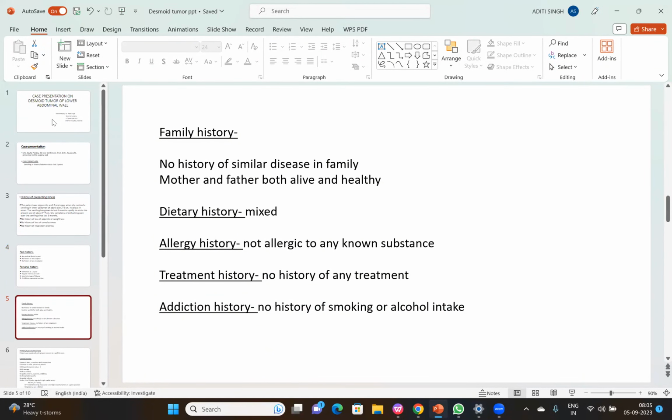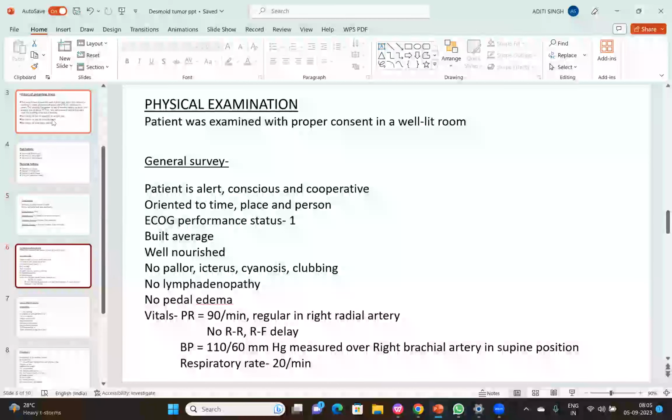Family history: no history of similar disease in family. Mother and father both alive and healthy. Dietary history mixed. Allergy: non-allergic to any known substances. Treatment history: no history of any treatment. Addiction: no history of smoking or alcohol intake. Physical examination. Patient was... Wait, Aditi.